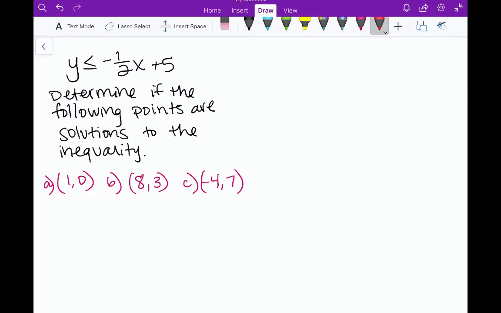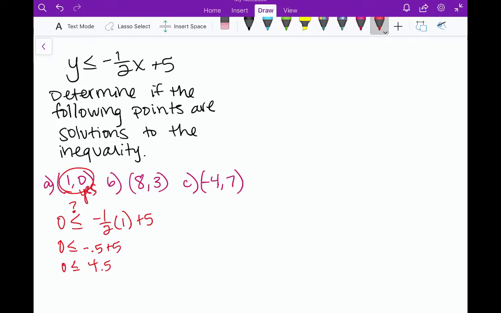For option A, I'm going to plug in a 1 for x, so negative 1/2 times 1 plus 5. The 0 is the y, so 0 is less than or equal to that. Now we're trying to figure out if this is true or not. Negative 1/2 times 1 is negative 0.5, plus 5 is 4.5. And 0 is less than or equal to 4.5. So yes, it is a solution.